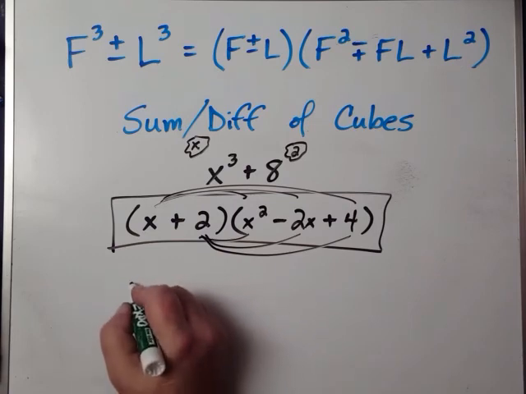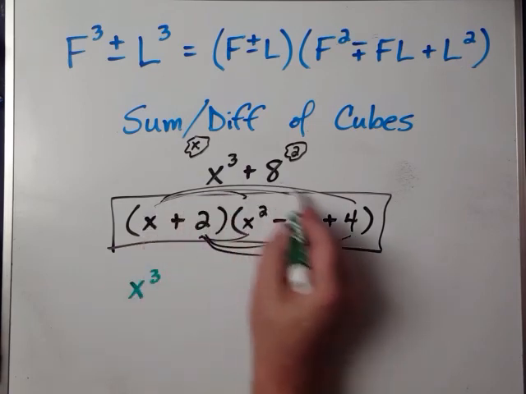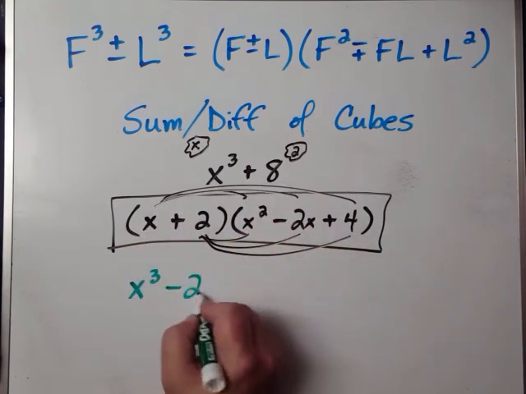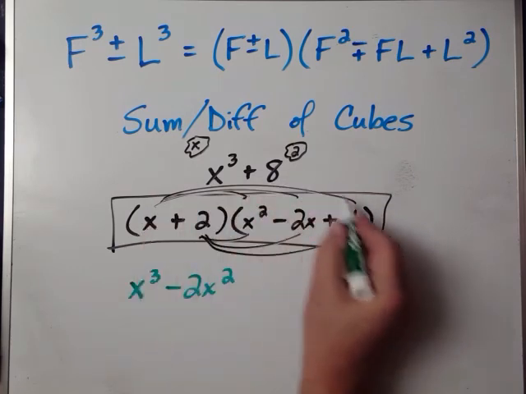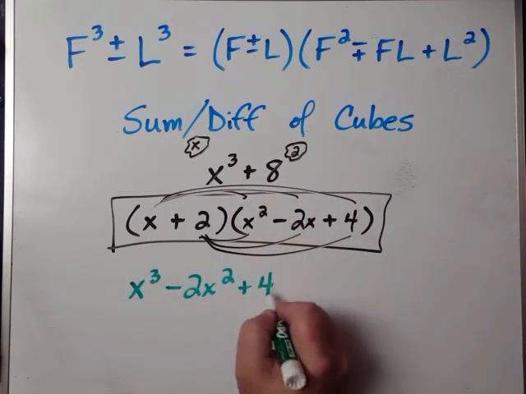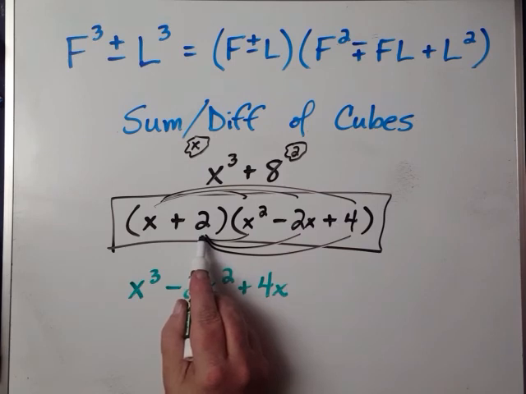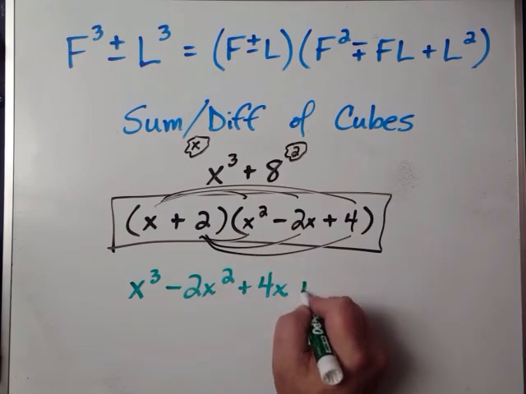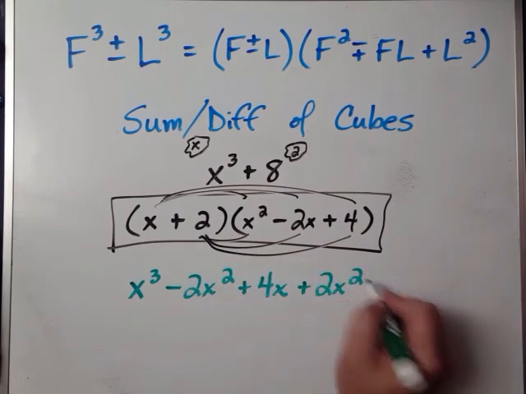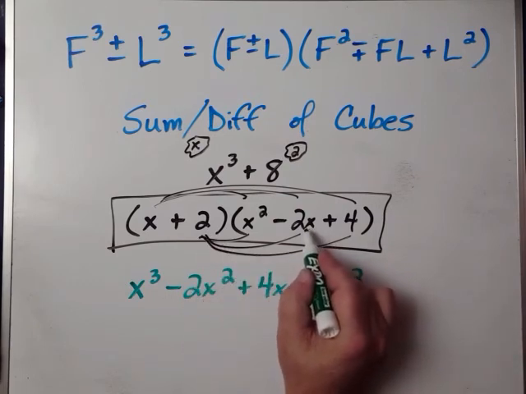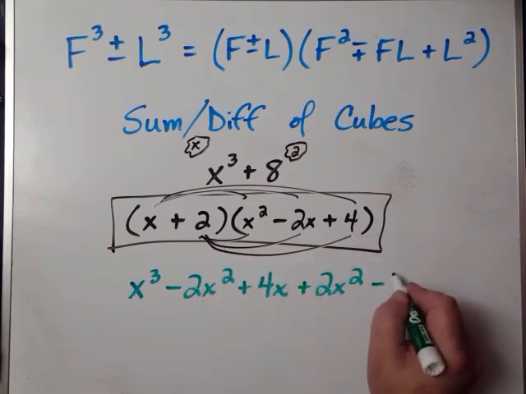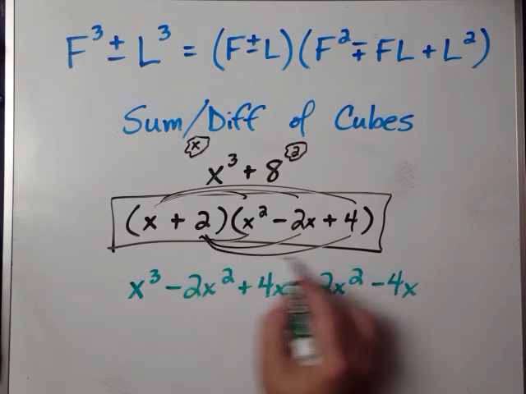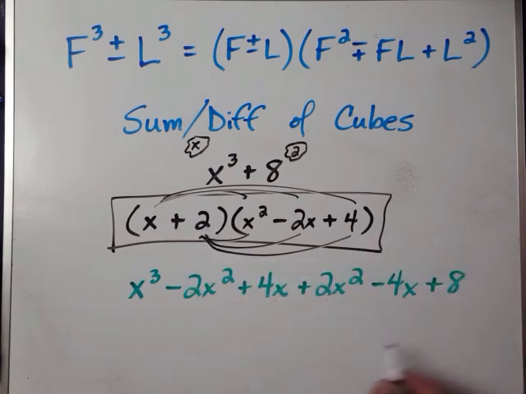X times x squared is x cubed. X times minus 2x squared. And x times 4 plus 4x. Now go back and distribute this 2. 2 times x squared plus 2x squared. 2 times minus 2x minus 4x. And 2 times 4 plus 8.